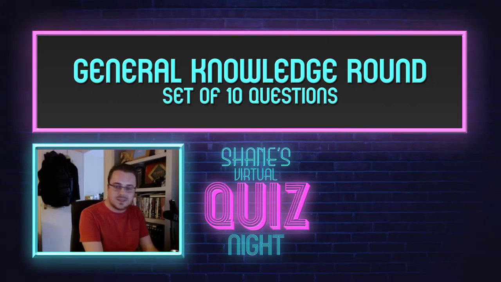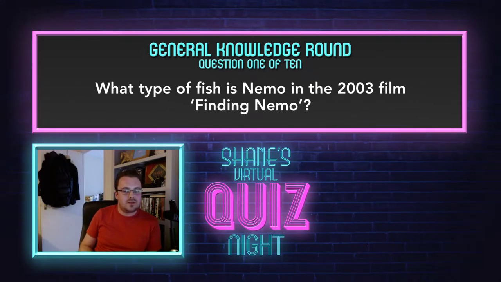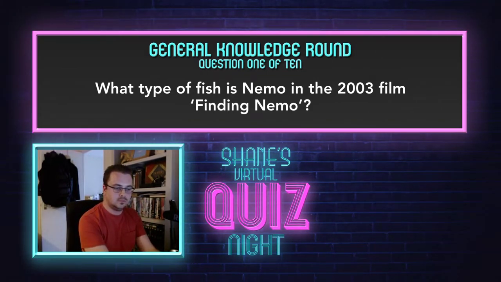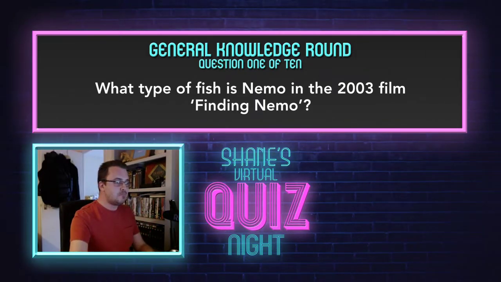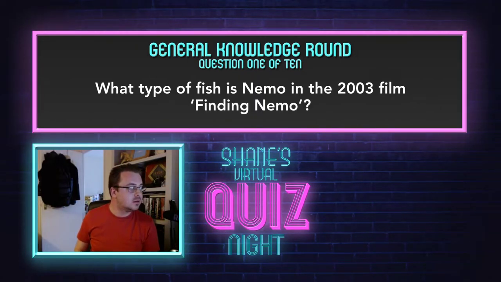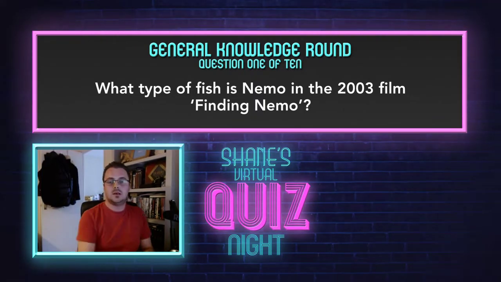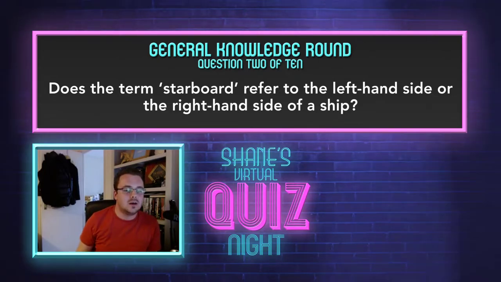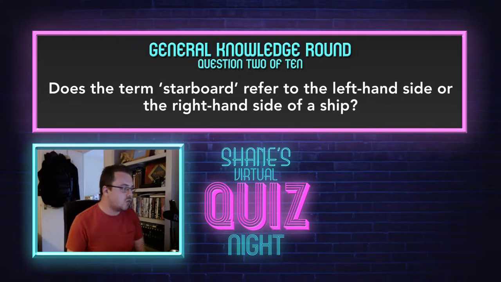All you need to do is write down the answer. Your first question of tonight's quiz is, what type of fish is Nemo in the 2003 film Finding Nemo? Your second question, does the term starboard refer to the left-hand side or the right-hand side of a ship?